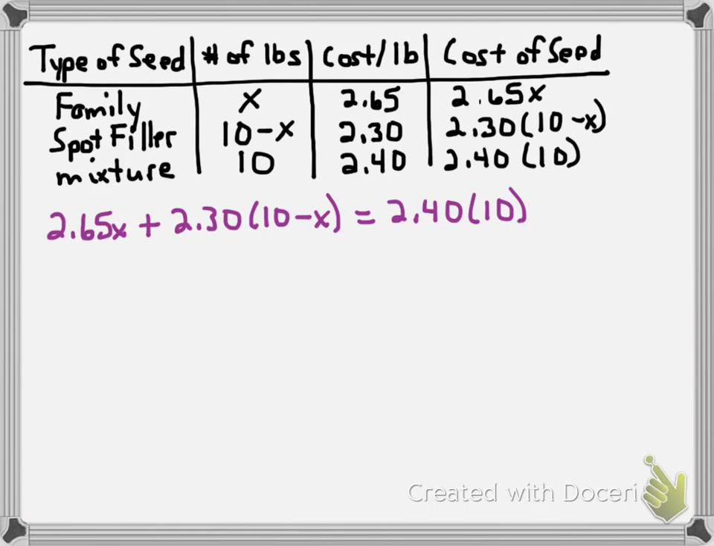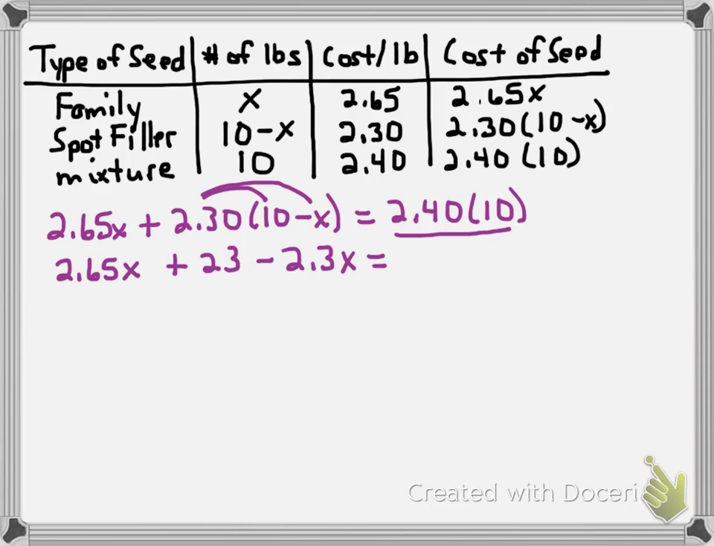So in working this out, we can distribute the 2.30 on the left side, and we can also multiply the $2.40 by 10. So that gives us 2.65x plus 23 minus 2.3x is equal to 24. In the next step, we can combine the like terms. 2.65x minus 2.3x would be 0.35x plus 23 is equal to 24.